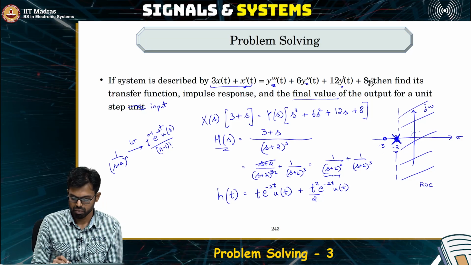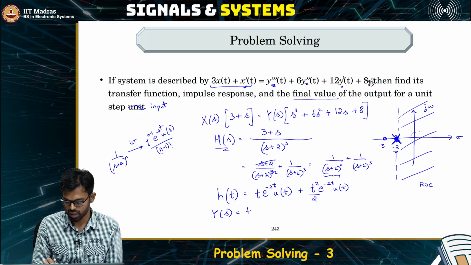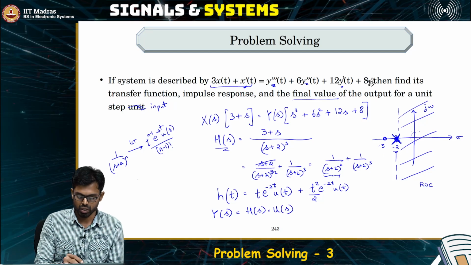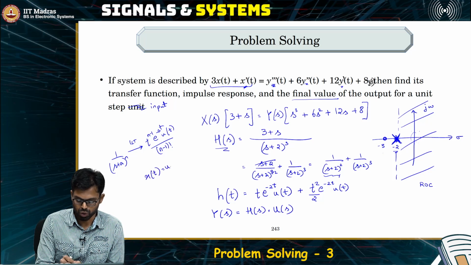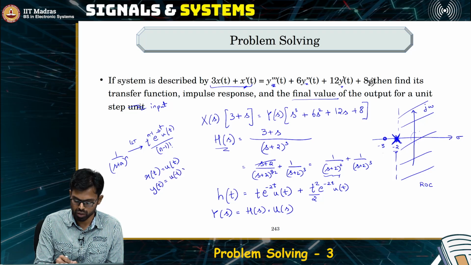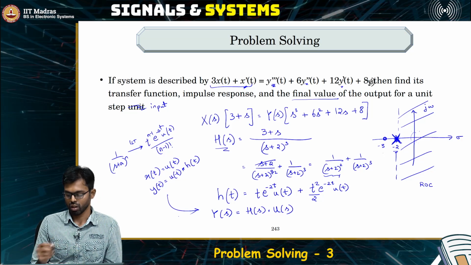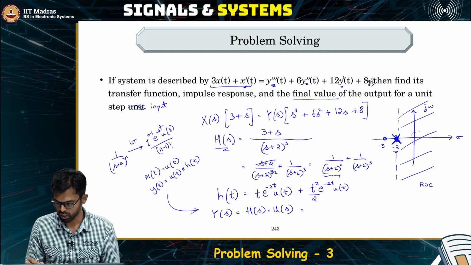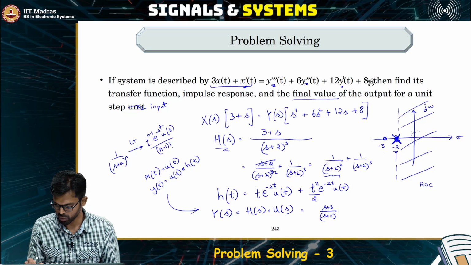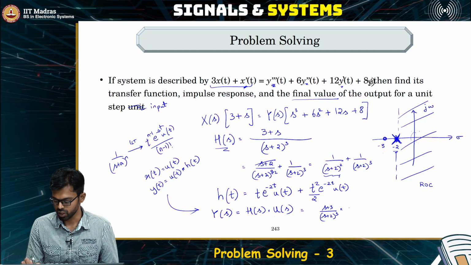In other words, what we want to find out is Y of s equals H of s times U of s. Why is that? Because our input x of t is now u of t, and we want to find out the corresponding output, which is u of t convolved with h of t. Applying Laplace transform, you get this. What is H of s? We know that H of s is simply (s plus 3) by (s plus 2) the whole cube. And what is U of s? The Laplace transform of the unit step function is just 1 by s.